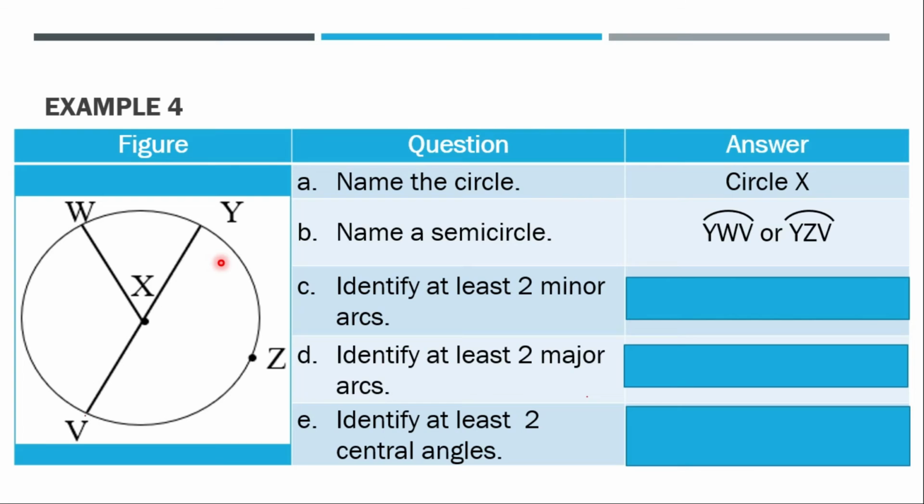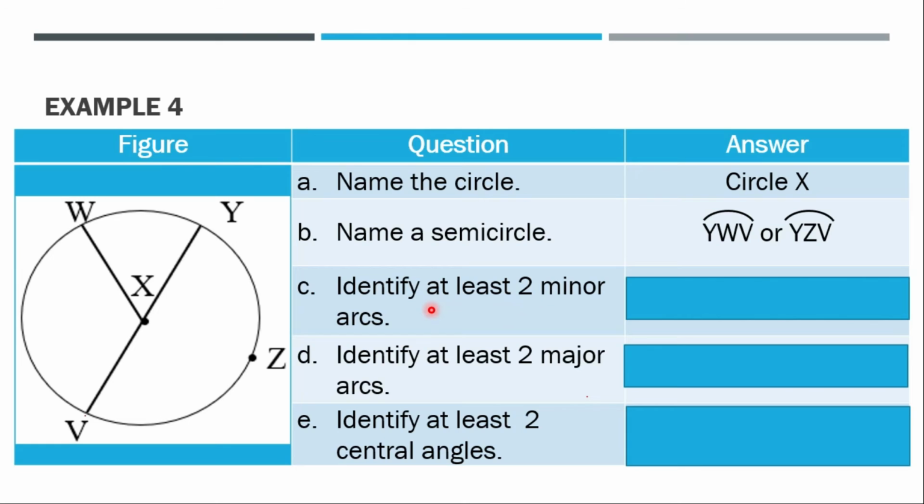Next is let's name a semicircle. So, yung endpoints ng ating semicircle ay nasa endpoints ng ating diameter. So, ang semicircle natin ay arc Y, W, V. Okay. Or, pwede ding Y, Z, V. Okay? So, yun yung semicircle natin. Arc Y, W, V, or arc Y, Z, V.